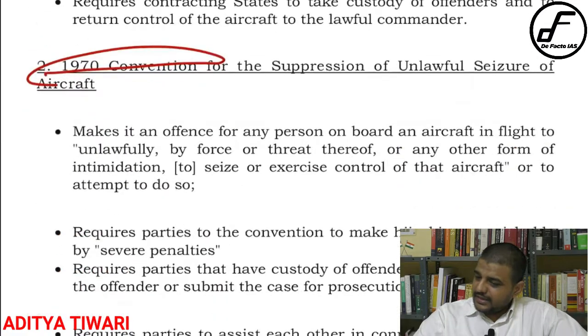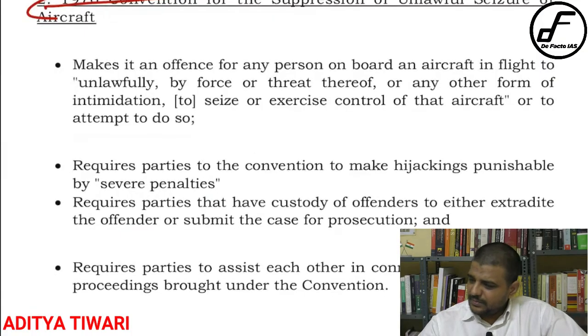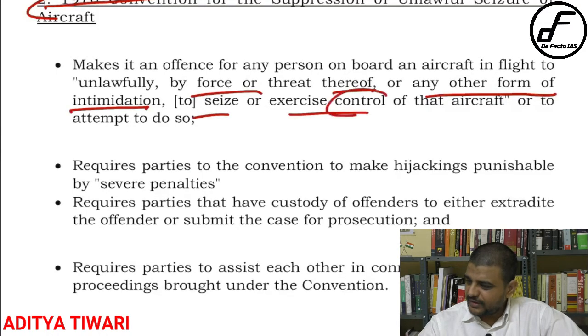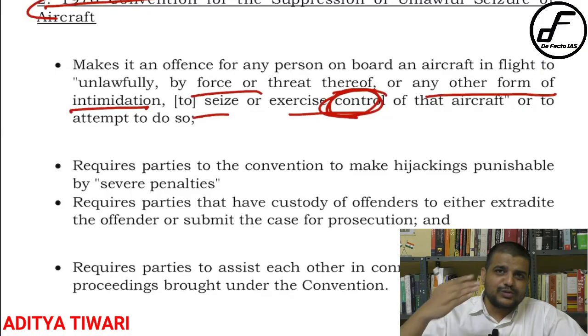Now this 1970 convention makes it an offense for any person on board a flight, unlawfully, by force or threat thereof or any other form of intimidation, to seize or exercise control of that aircraft. What is the meaning of control of the aircraft? Control means physical control, or simply control over the course of the aircraft, right?